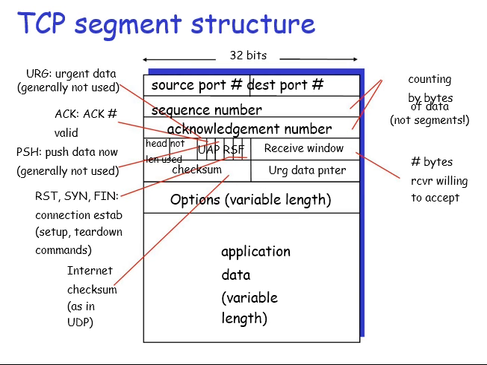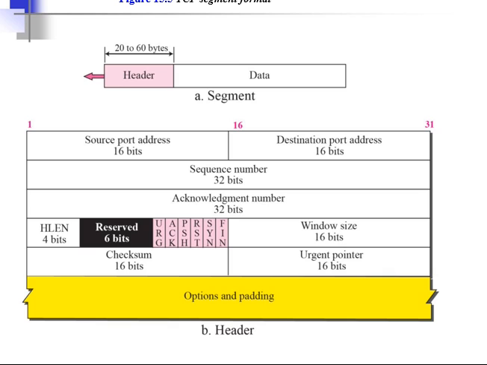Now this is the TCP segment structure. We will see how this works. Now, the header we have seen in the UDP segment format. This is the TCP segment format. In UDP we have already seen that the header is fixed, while in TCP the header varies from 20 bytes to 60 bytes. So 20 bytes is the minimum header size and 60 bytes is the maximum header size.